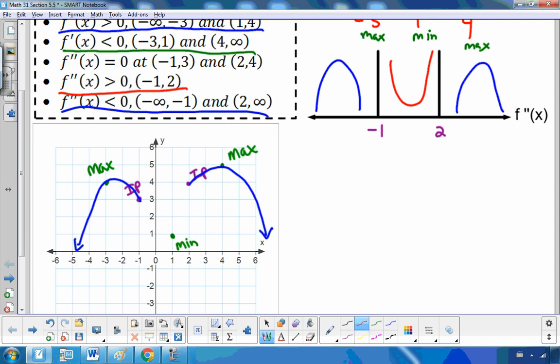And it's concave up in between that. So I'm going to connect these two inflection points going through the minimum like that. That would be concave up. So that is one example of what the graph may look like. Again, the answers may vary depending on how low or how high you put your graph to be.